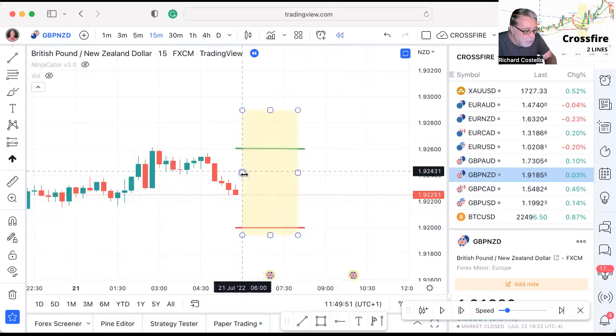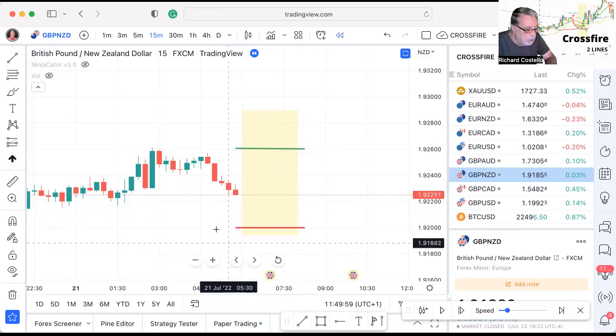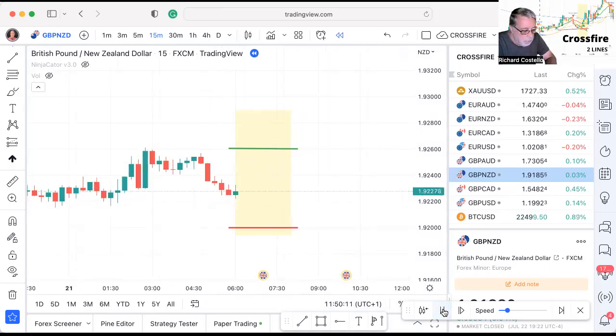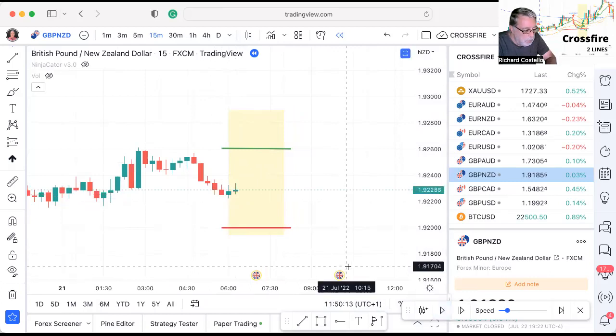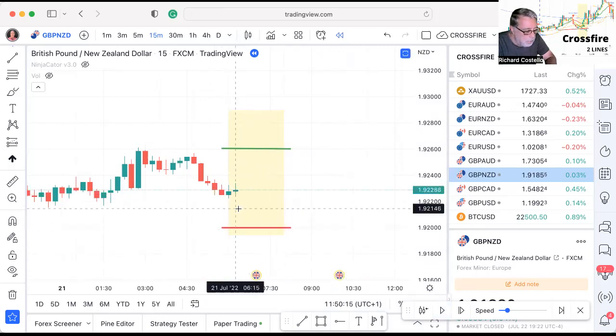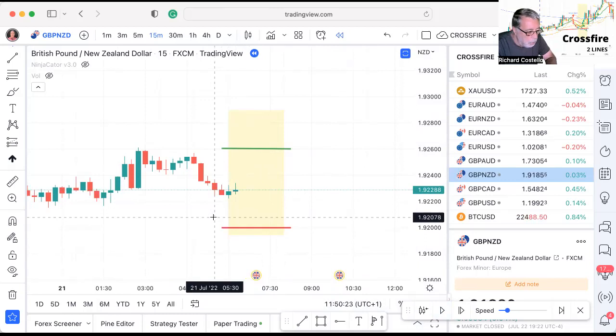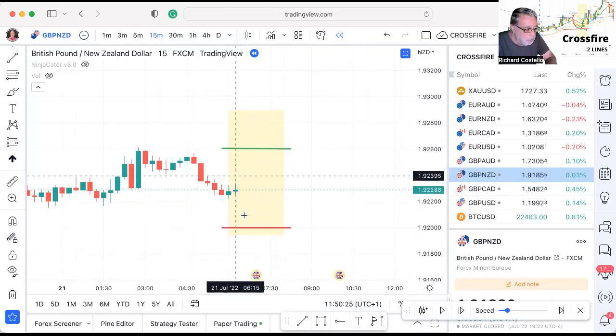Now, when this 6 o'clock candle closes, when it opens and closes, we're going to position these two lines accurately. So I'm just going to move on the replay here and show you the 6 o'clock candle appearing. So there it is, and we stay with it until the 6:15 candle appears. So that's the 6:15 candle, which is literally just started. That's the 6 o'clock candle, which has opened and closed. We can now position these two lines.